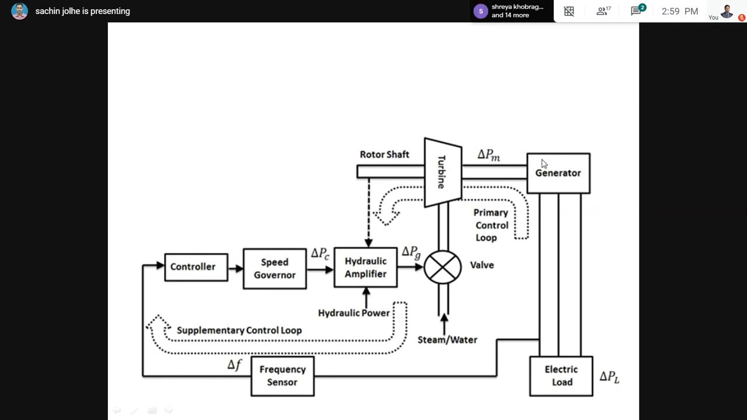According to that, it is going to apply some pressure here, on that turbine. To get the speed, we require some mechanism, and this is that mechanism. What we want is that the frequency should be constant, so we are sensing this frequency.